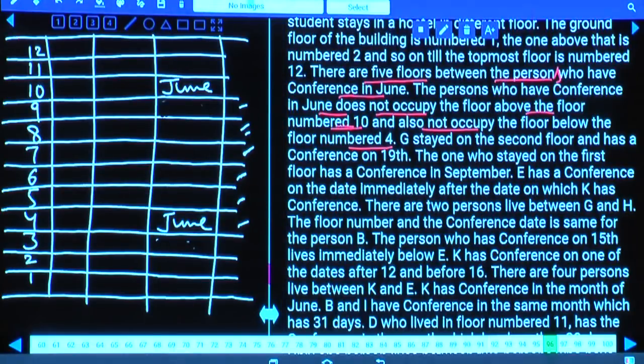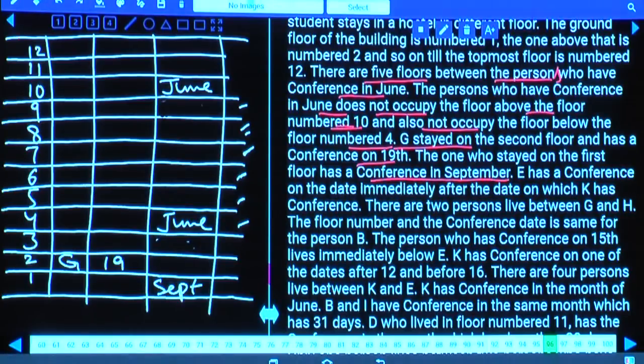And next one, G stayed on the 2nd floor and has a conference on the 19th. G conference 19th, isn't it? G conference 19th on the 2nd floor. The one who stayed on the 1st floor has a conference in September. 1st floor conference is September.